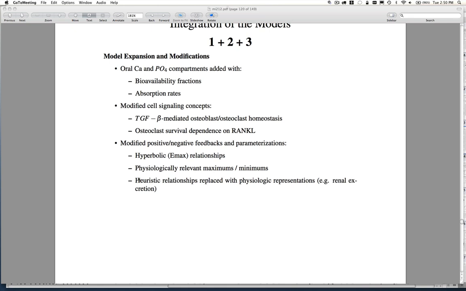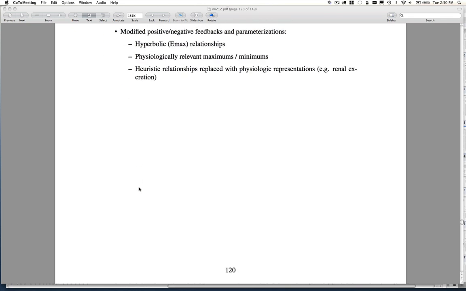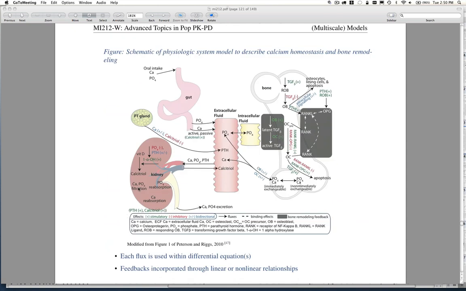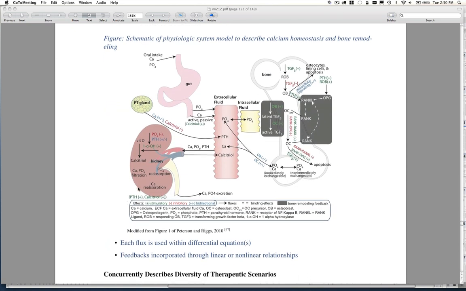Again, they were in part within these models, but they weren't within there in what we consider the more true and more interpretable representations of physiology. So this is sort of a cartoon, if you will, of the model itself. I mentioned before that there's a component in there where you can alter the amount of oral intake of calcium and phosphate, and the bioavailability fraction of calcium based on calcitriol.